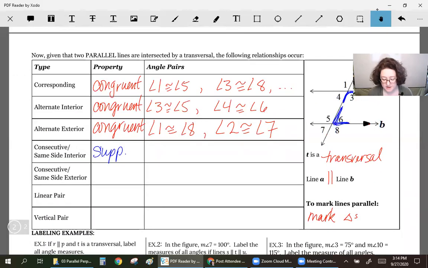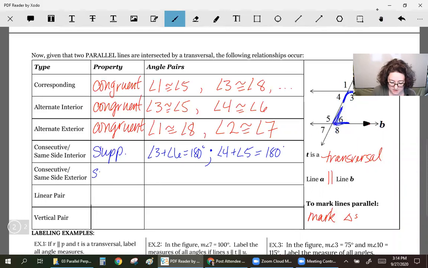Alrighty, so supplementary angles, I could do angle 3 plus angle 6 equals 180. For same side interior, we also have angle 4 plus angle 5, which will add up to 180 degrees. And we can do the same thing with the exterior angles. They are also going to be supplementary. So we could do that with angle 1 plus angle 7. They'll equal 180 if we add the measures together. And the same thing with angles 2 and 8.